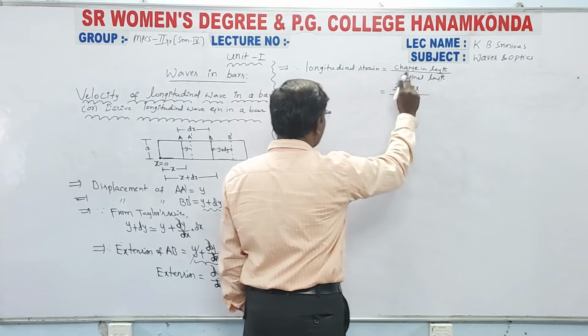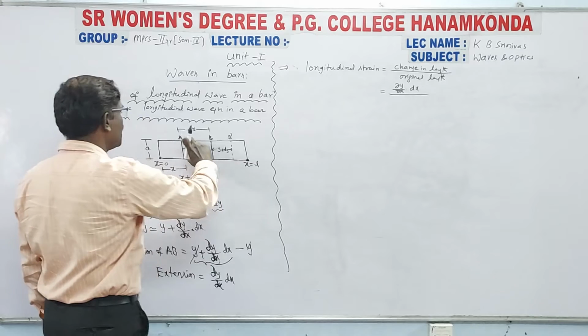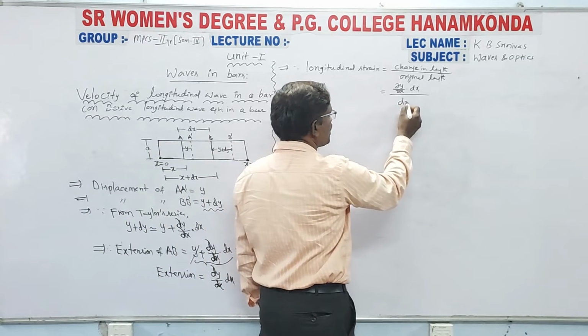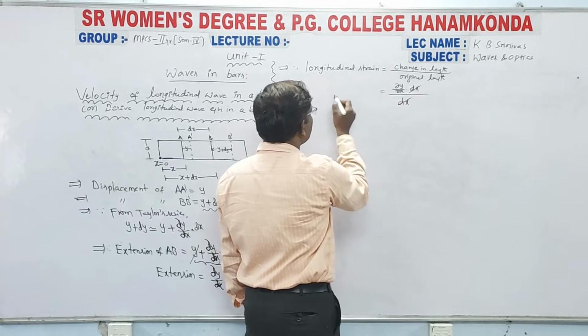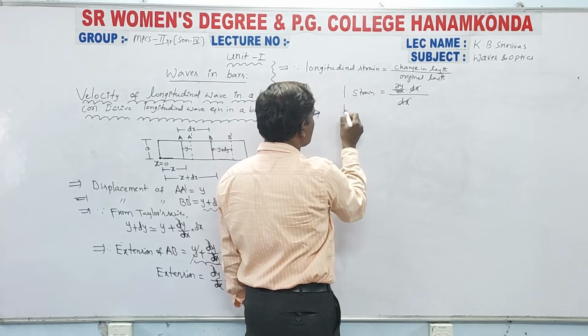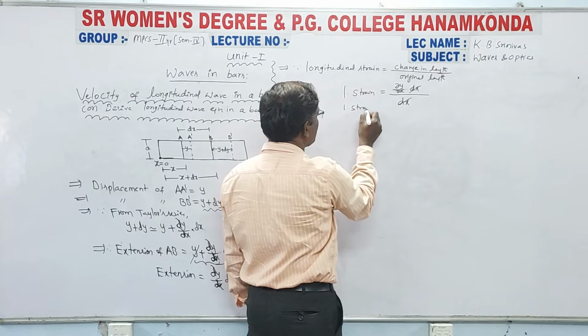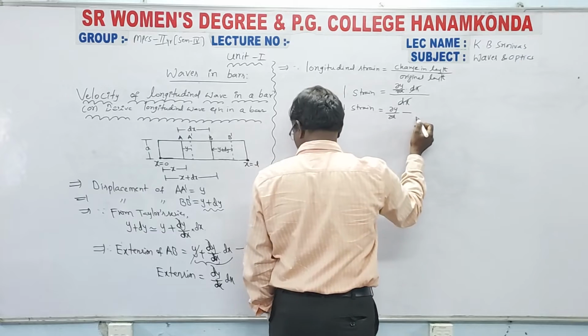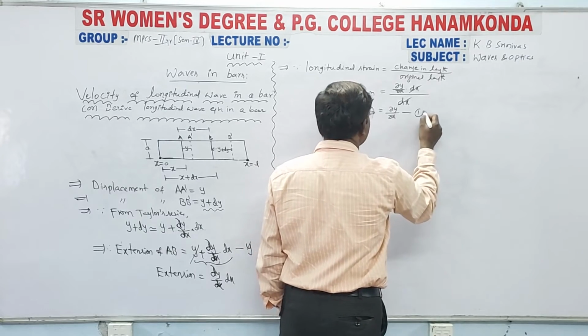What is the original length of this element AB? It is dx only. So, finally, I have calculated this longitudinal strain. Longitudinal strain is equal to ∂y/∂x only. Let this be equation number 1.